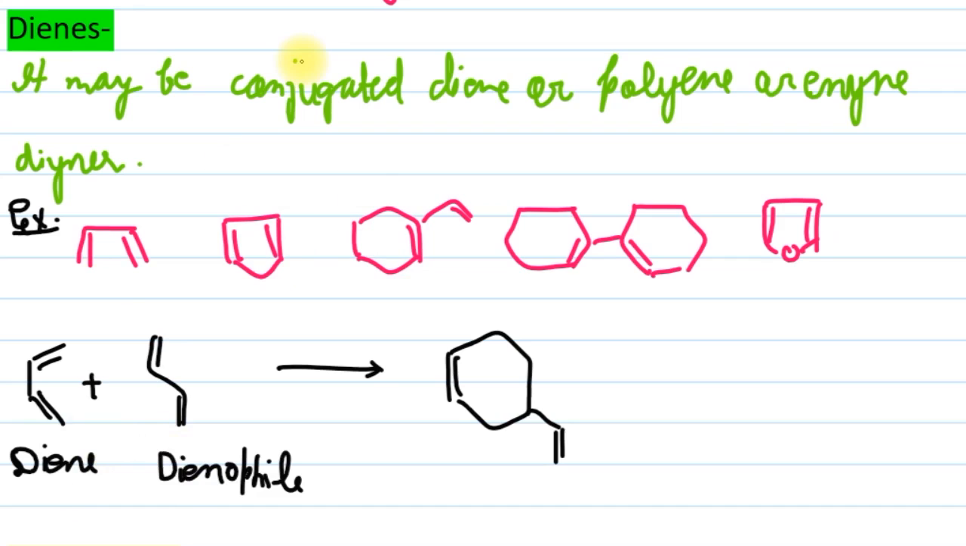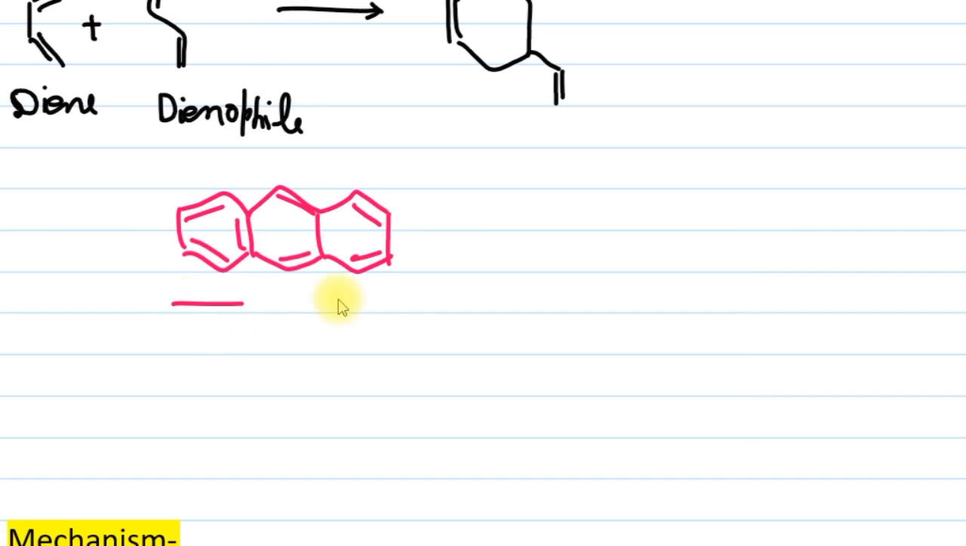An aromatic compound can act as a diene only when it has at least 3 benzene rings fused linearly. For example, this is an aromatic compound with 3 benzene rings fused linearly. Maleic anhydride and quinone are the most widely used dienophiles.